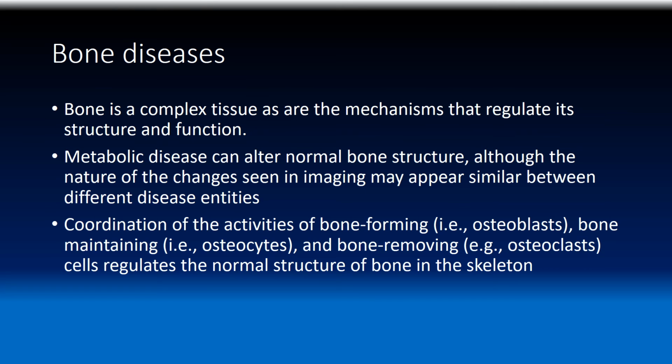Bone is actually a complex tissue, as are the mechanisms that regulate its structure and function. Metabolic diseases can alter normal bone structure, although the nature of the changes seen in imaging may appear similar between different disease entities. Coordination of the activities of bone forming, that is osteoblastic activity, bone maintaining, osteocytic activity, and bone removing, that is osteoclastic activity, all of these cells regulate the normal structure of bone in the skeleton.